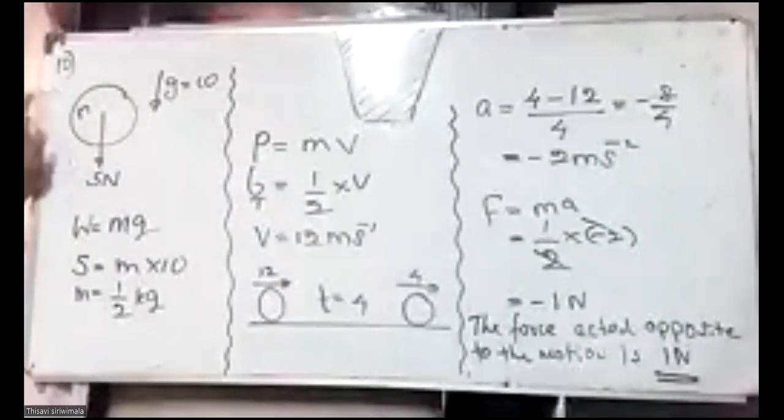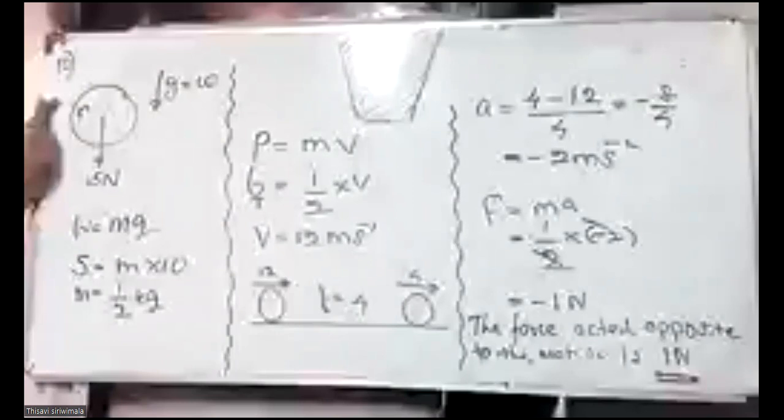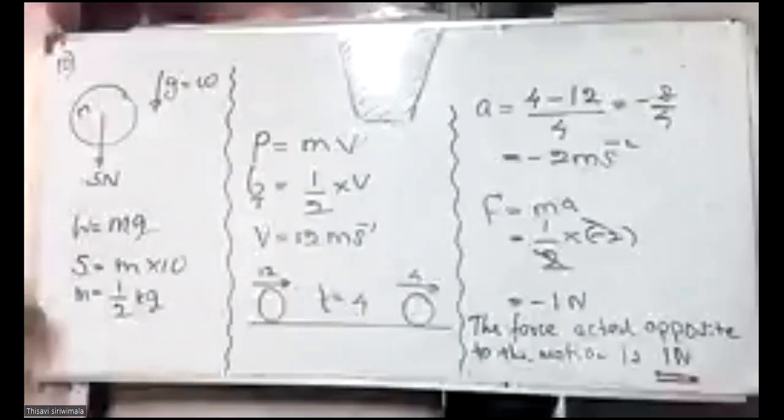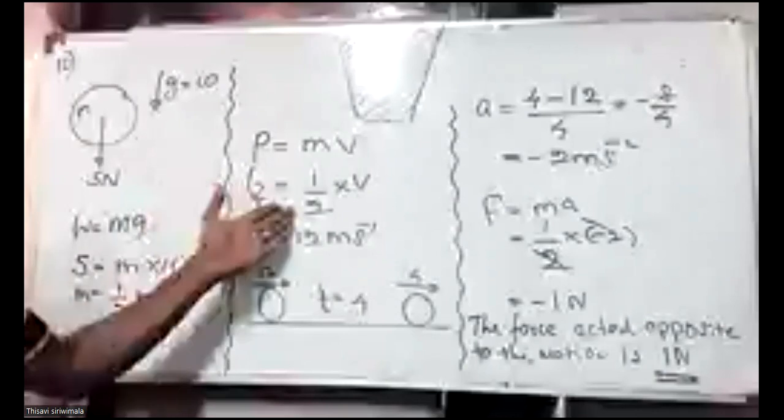But from the beginning. So they have given the weight, and by using W equals mg, I found the mass. Okay. Then I take this mass here. So they have given the momentum as 6 kg ms minus 1. So by using P equals mv, I put 6 here. Half is the mass, and the velocity is 12 by the simplification.